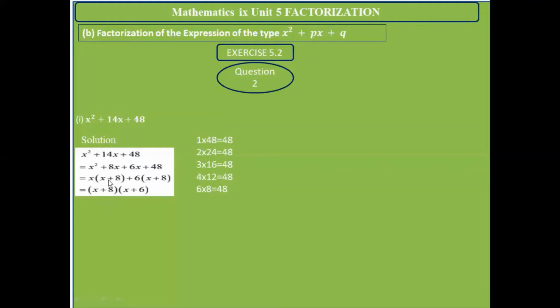If you find here is x plus 8 and here is something other, it means your factorization is not correct, and you are making an error. So you have to remember that these two values must be the same. So x plus 8 here, x plus 8 here, we can take this common, so we are left with x plus 6. So this is the way we can factorize this type of expression.